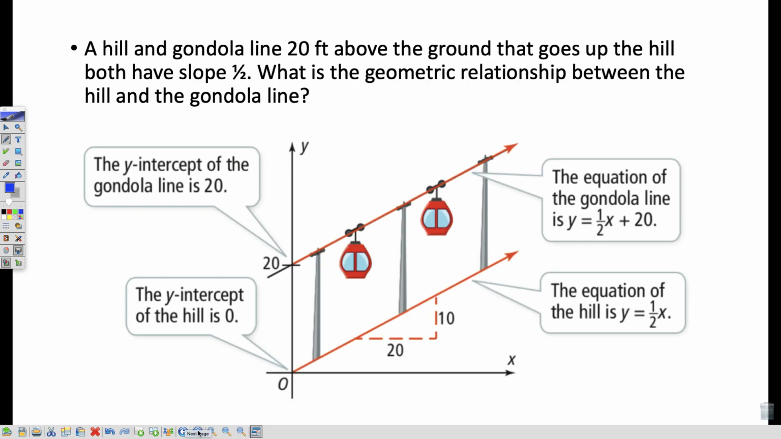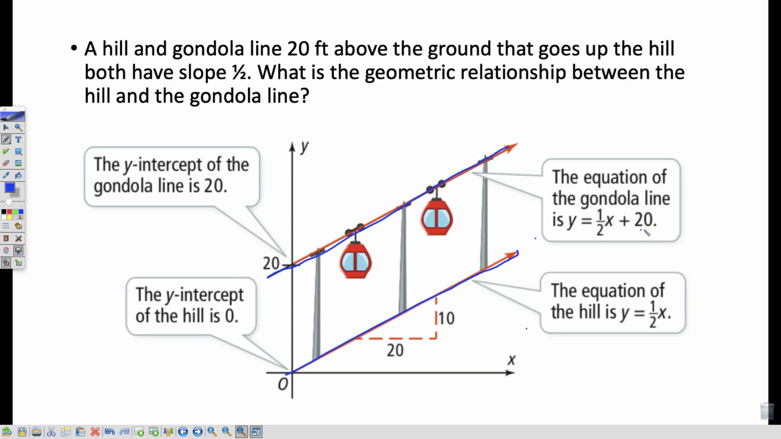Okay, so we have a gondola in the ground. Here's the gondola line right here, and here's the ground. What do you notice about their equations? Parallel. Okay, how do you know those lines are parallel? Because they don't ever intersect.